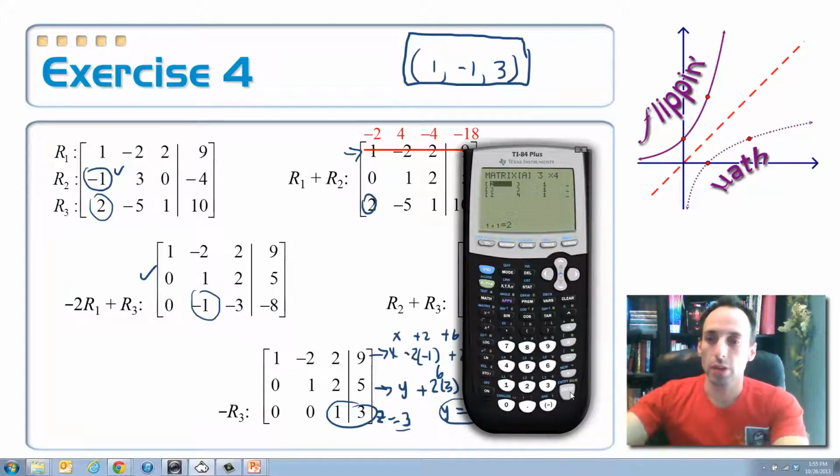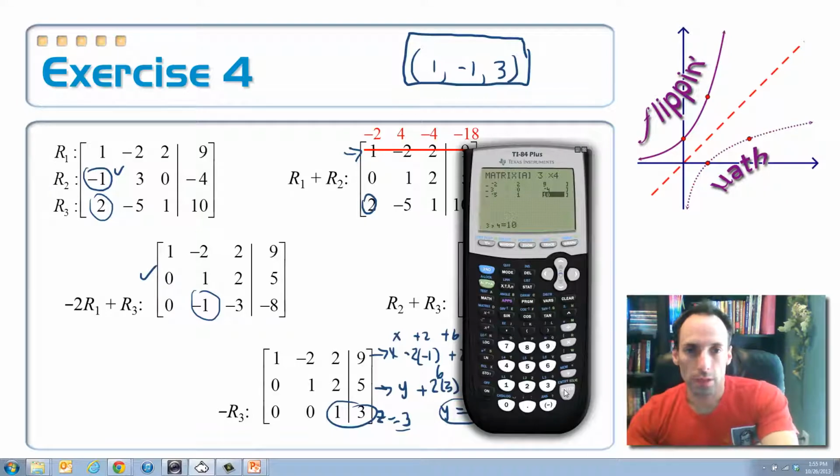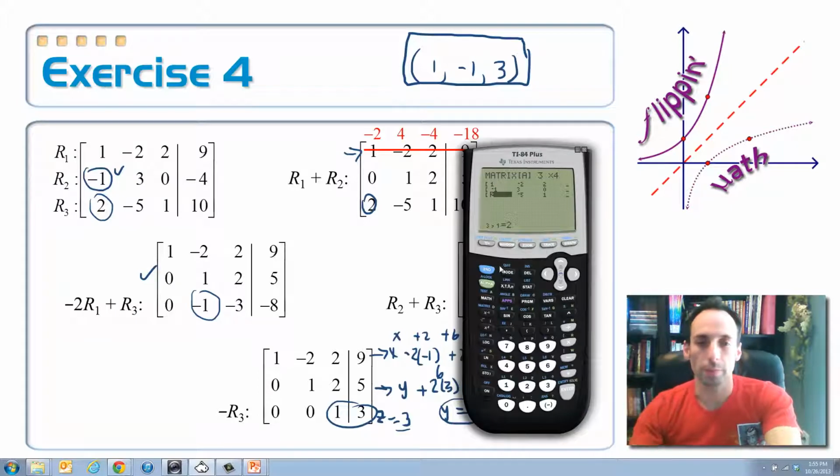Then type in your top row, as in the top equation, with the 9 at the very end: 1, -2, 2, and a 9. Whoops, I don't think that went in right. 9. Okay, and then the second row is the second equation: -1, 3, 0, -4. Lovely. Last one, a 2, a -5, a 1, and a 10. And hopefully you didn't make any typos, so check it just to be sure. Okay, that looks fine. Now let's quit out of this.